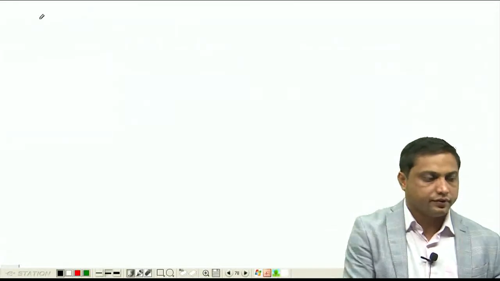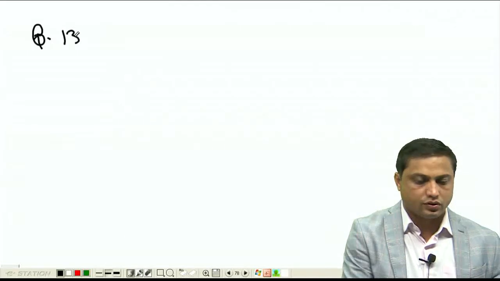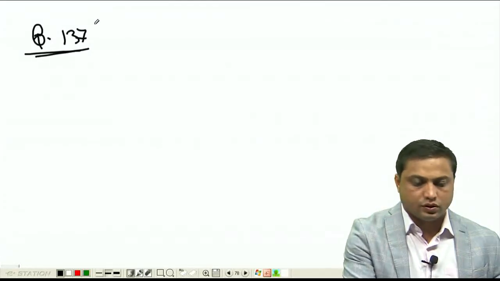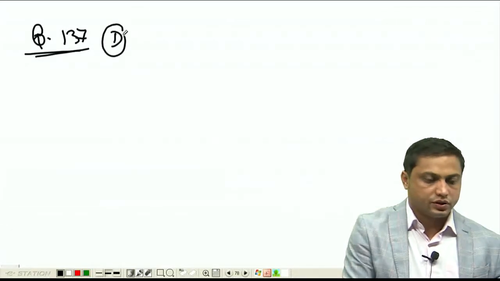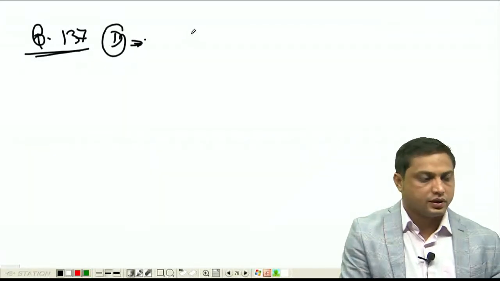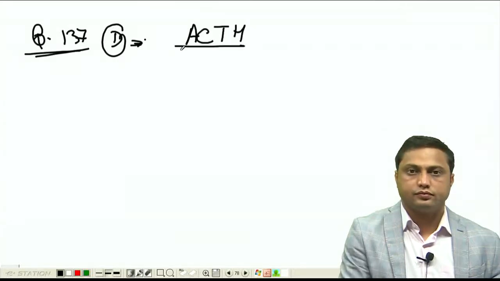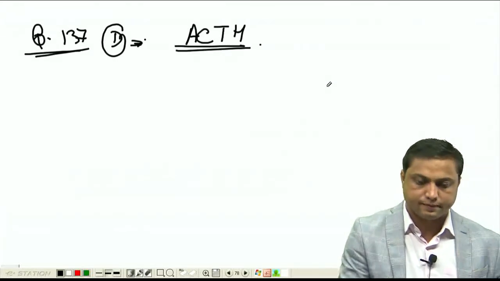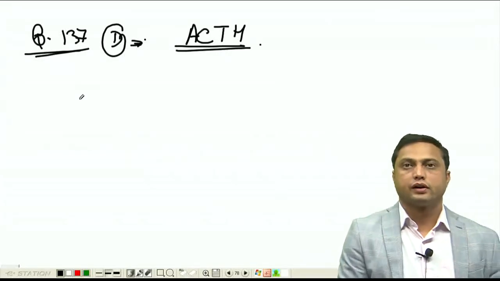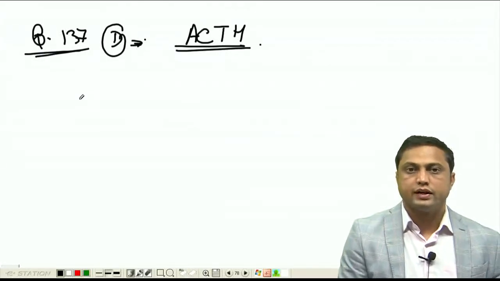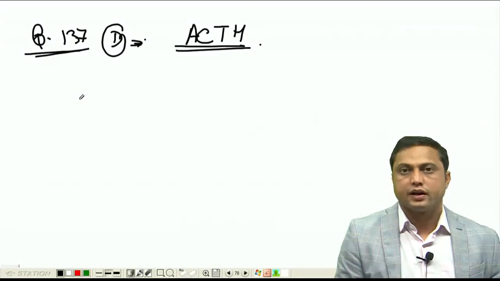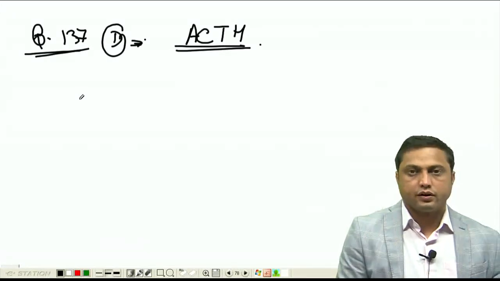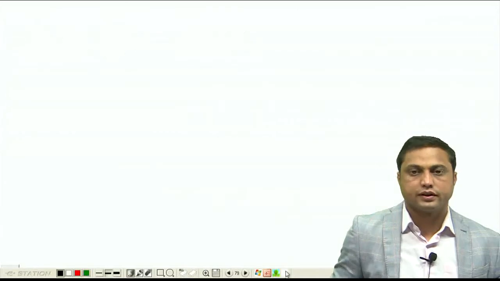Question number 137. Adrenal reserve is best tested by means of infusion of... Answer is D, that is ACTH. The functional reserve of the adrenal gland is tested by administration of ACTH. If the reserves are adequate, the cortisol level increases in adrenal venous blood.